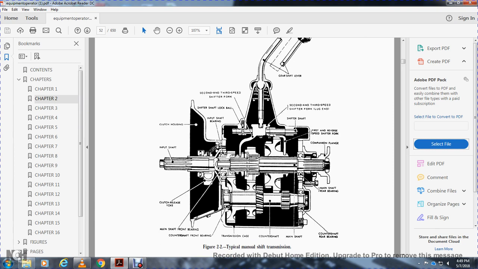Alright, your typical manual shift transmission. Gear shift lever, second and third speed shifter, fork lug end, shifter stem shaft, shaft shift lock ball, companion flange, main shaft bearing seal, counter shaft rear end bearing, main shaft, counter shaft, transmission case, counter shaft front bearing, main shaft front bearing, clutch release yoke, inlet of the clutch housing, input shaft bearing.